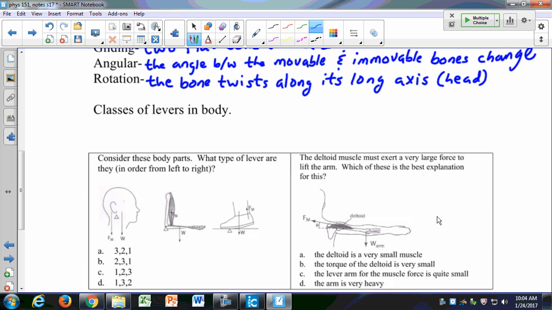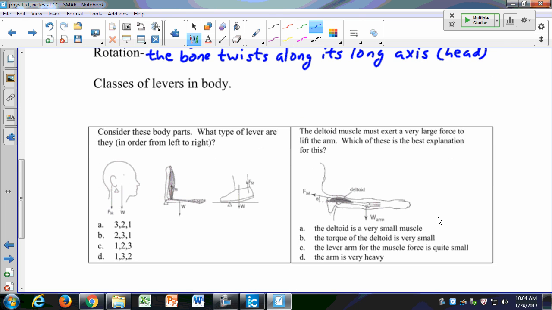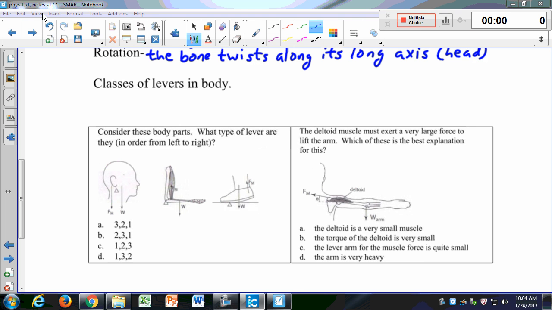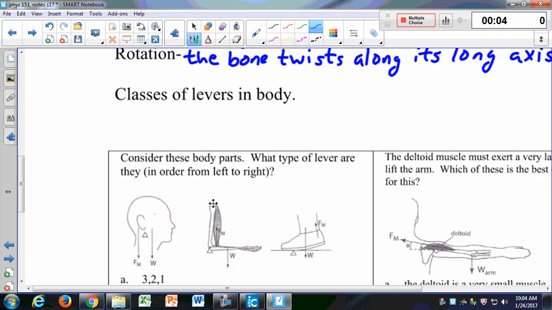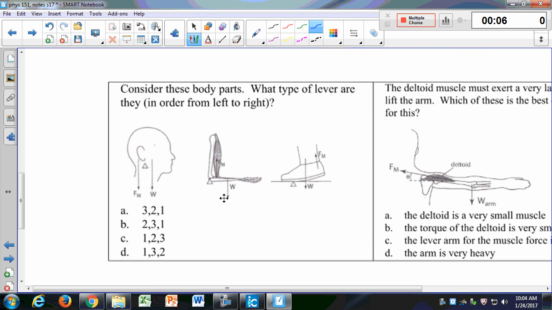Okay, let's look at our classes of levers in the body. We already covered levers, so let's look at it in terms of the human body. And we'll try this clicker question, the one on the left first. Let's start this. I'll zoom in for those of you who don't have your book yet. What type of lever are they in order from left to right?